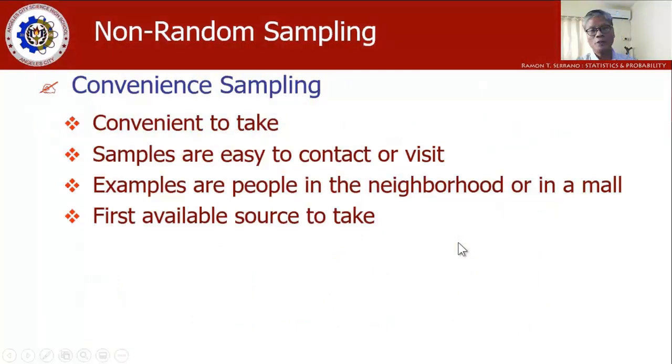Okay, now let's go to non-random sampling. Of course, many books will contradict with my lesson, but basically this is what I learned. The first one is convenience sampling, from the word convenience.